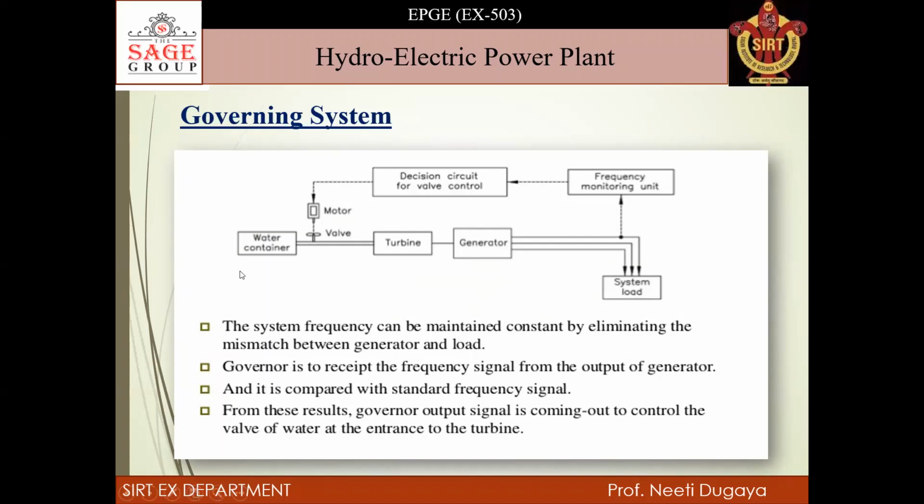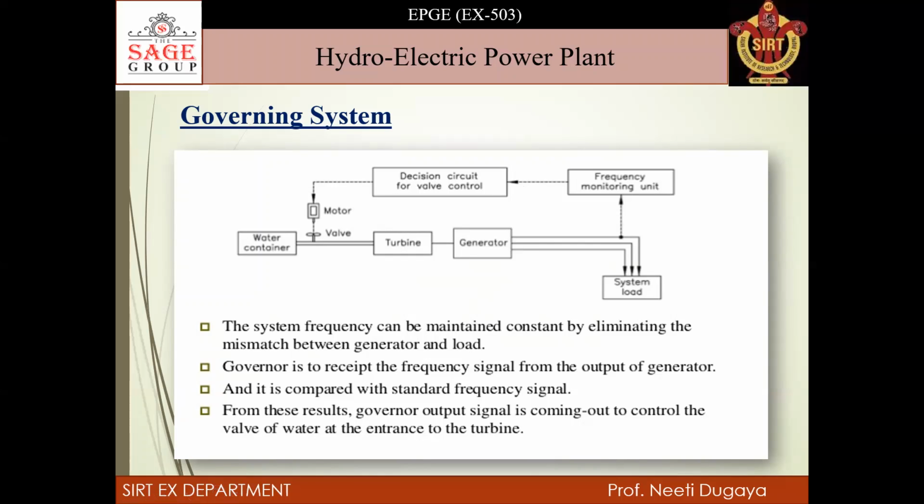turbine. So here we are having water container where we can store water, right? And here is the flow of water coming from, and the valve is regulating the speed, and the flow of water or speed of water moves the turbine. The turbine is connected to the generator, and generator creates appropriate electricity, and it is fed to the grid, right? But before that, we are having a frequency monitoring unit also. So frequency monitoring unit will sense and measure the generator's frequency. Then it gives a signal to decision circuit for valve control, right?